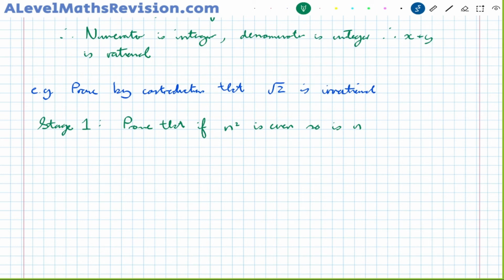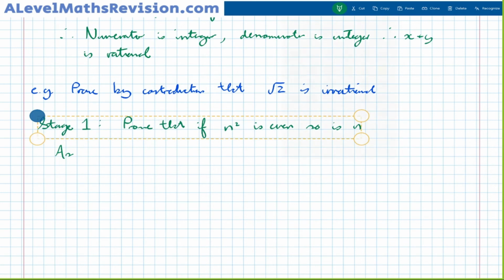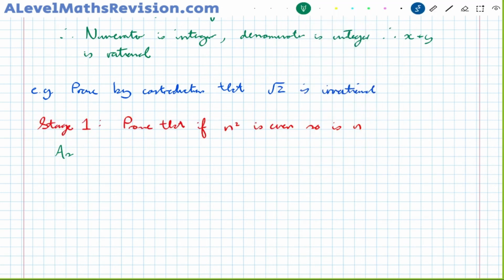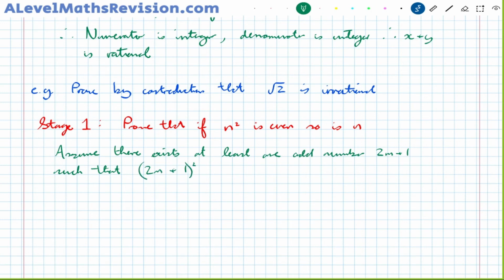Okay, so the first stage, put that in red actually, as I do with most of my instructions. So assume there exists at least one odd number 2n plus 1 such that (2n plus 1) squared is even.